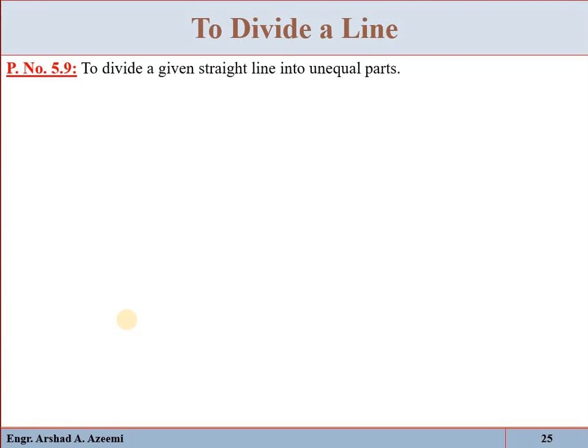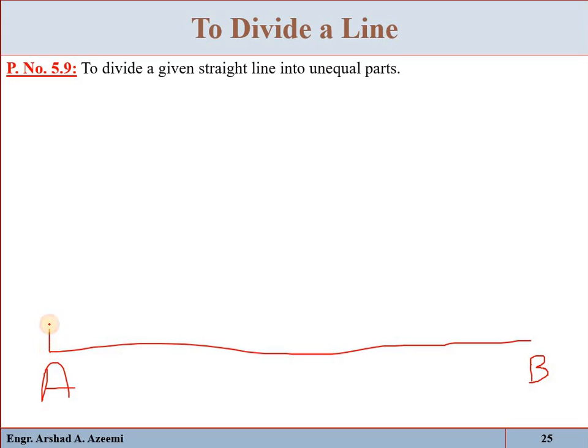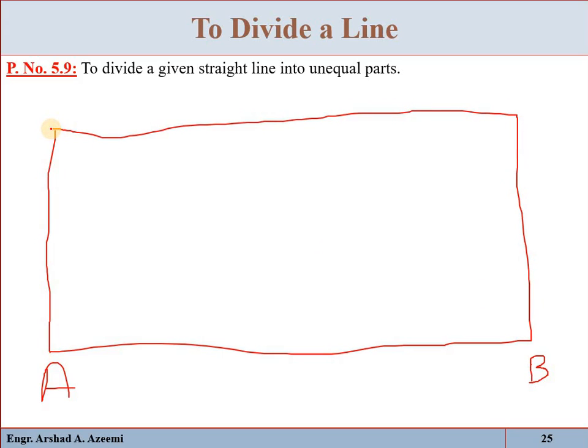Now suppose to divide a given line into unequal parts. The previous one was the division of the line into equal parts, and this is the division of a line into unequal parts. Suppose we have a line AB and for example we have to divide it into some unequal parts. So just draw here a perpendicular line and draw here a perpendicular line. Okay, just make a rectangle.